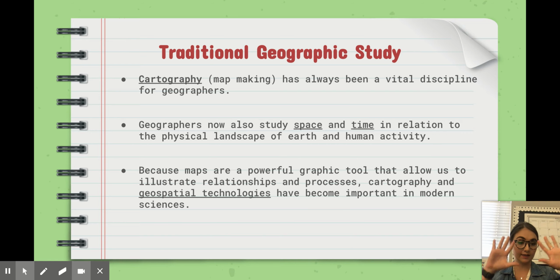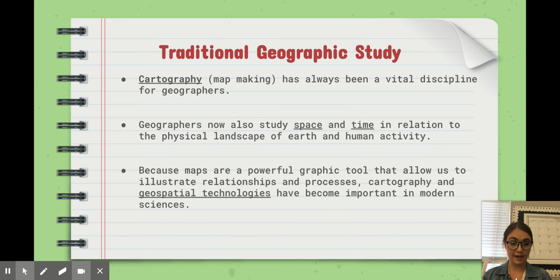Now, remember, this isn't the stars and stuff, it's space. So it's an area of land. And then time: how it has changed over time, what could we expect it to look like over a period of time. Because maps are such a powerful graphic tool that allows us to illustrate those relationships, cartography and geospatial technologies have become important in modern sciences.